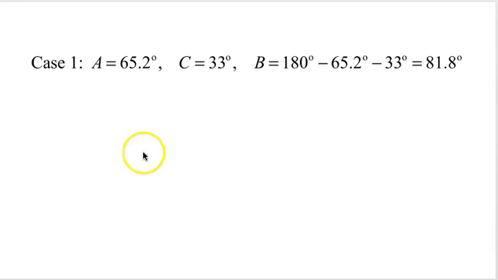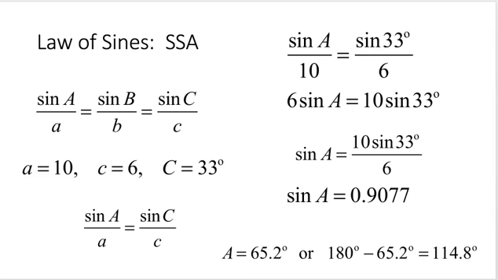So our first case is if A is 65.2, C is 33. Now what would B give us? The three angles must add up to 180. So 180 minus 65.2 minus 33. We would have angle B is 81.8. So we have all three angles in this case. We know a is 10 and c is 6, so we're missing little b, but we could go ahead and find that little b using law of sines. So I'll leave that to you as an exercise.